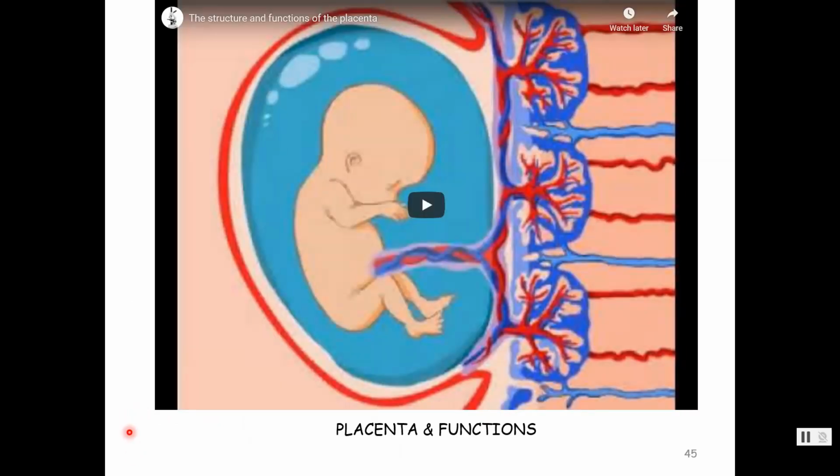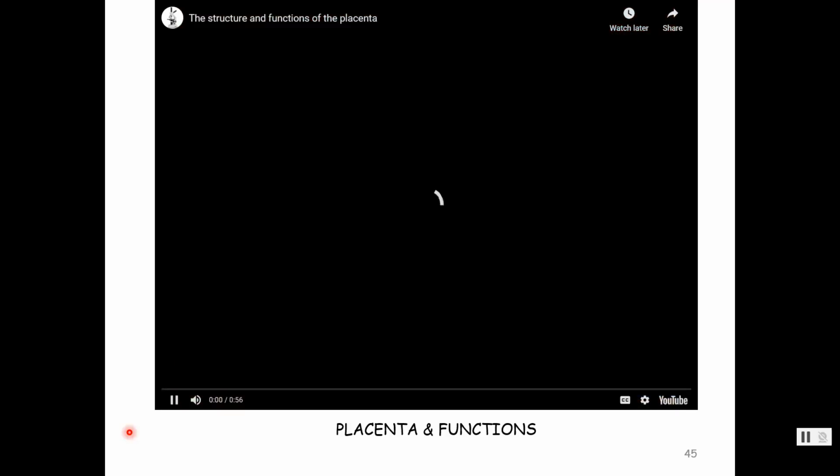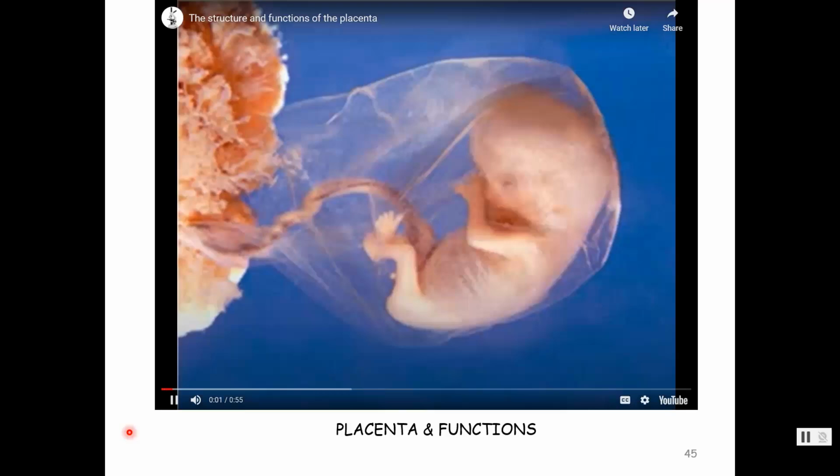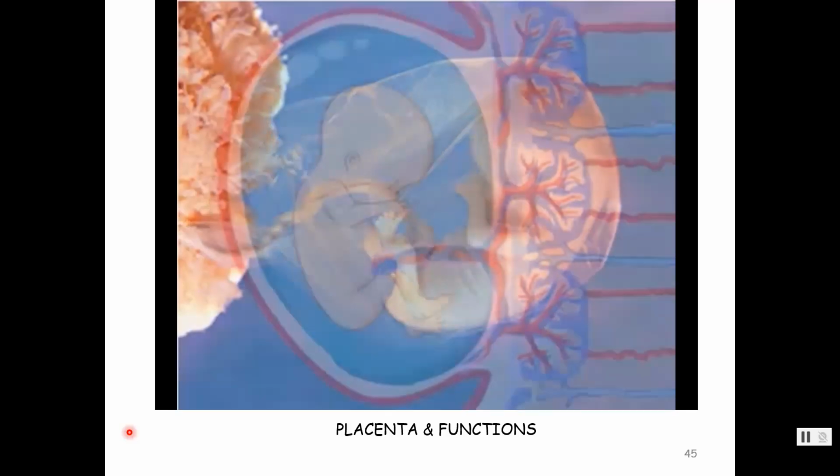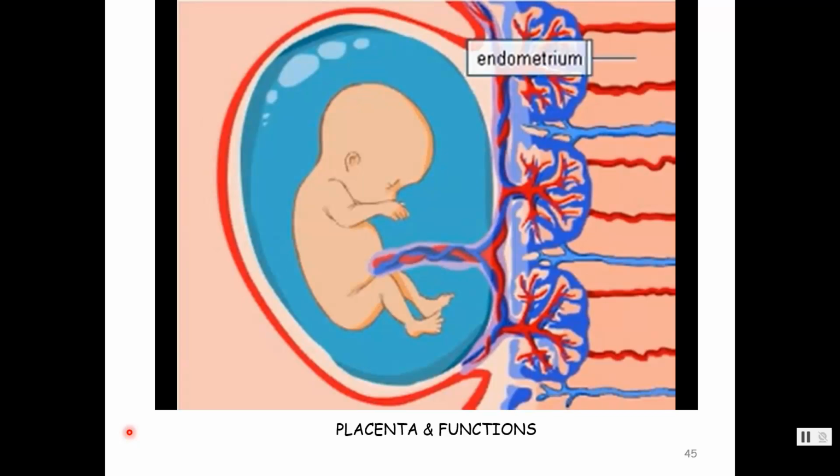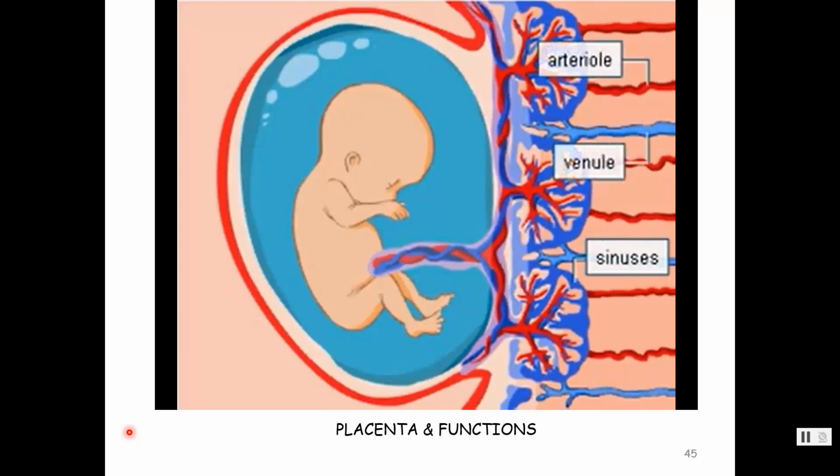Okay, so now we're going to talk about the placenta and its many functions. The placenta consists of maternal tissue, which takes the form of projections of the endometrium, and fetal tissue, consisting of villi. The endometrial projections contain small pools of maternal blood, called sinuses. Maternal arterioles enter the sinuses and venules leave them.